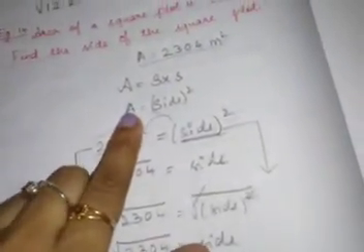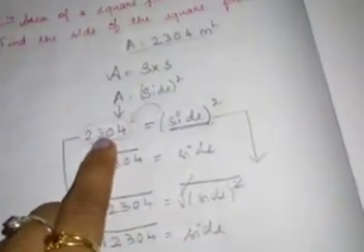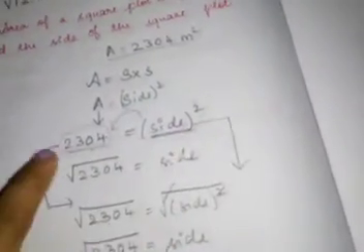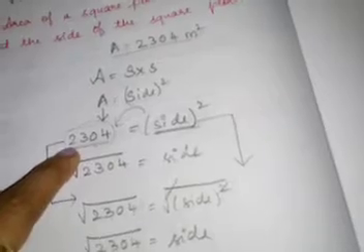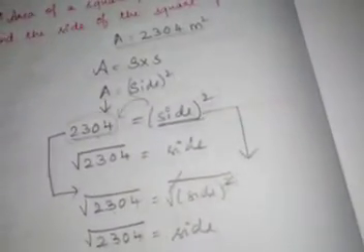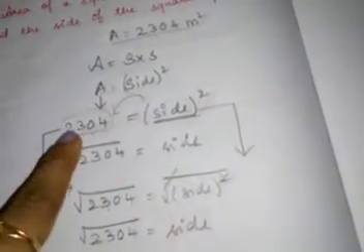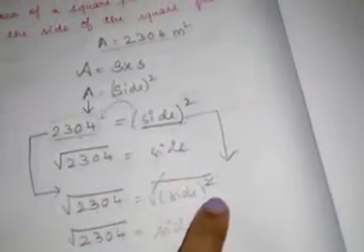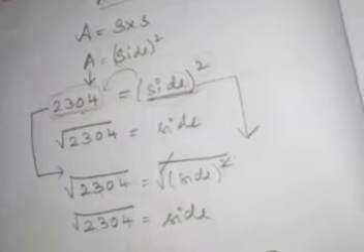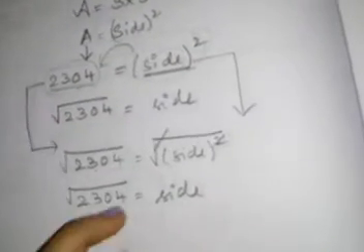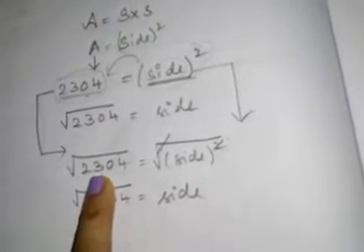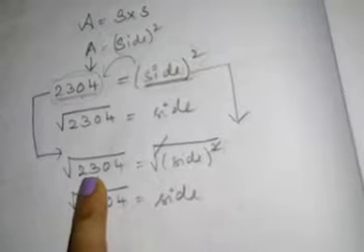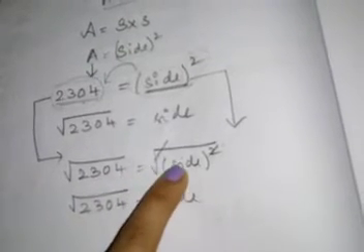So what is the area of the square formula? Area is equal to side square. Area you know. Side we have to find. I am doing square root on both the sides. Why am I doing square root on both the sides? Only if I do square root on both the sides, this square and that square root will get cancelled. So this will become square root of 2304 is equal to side.